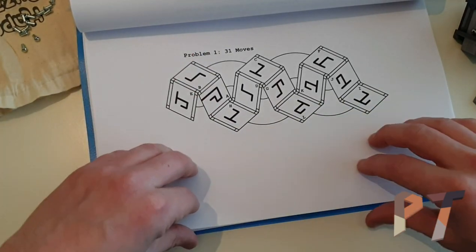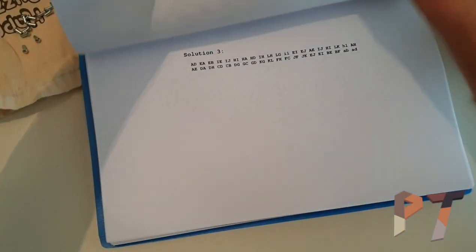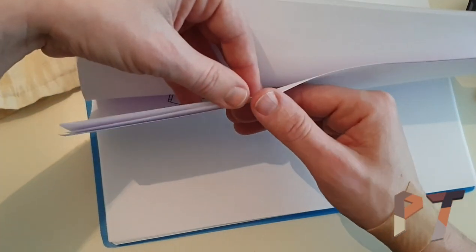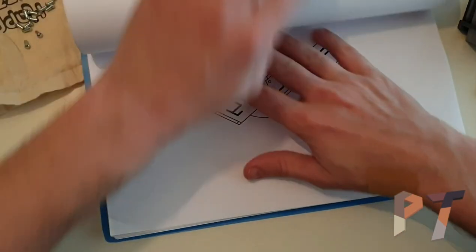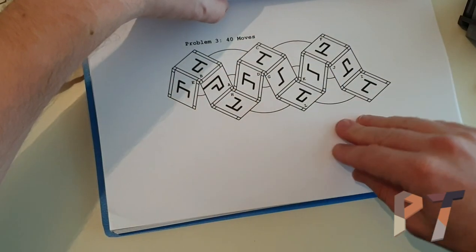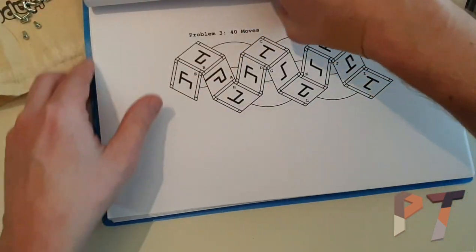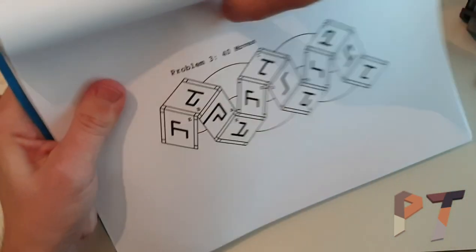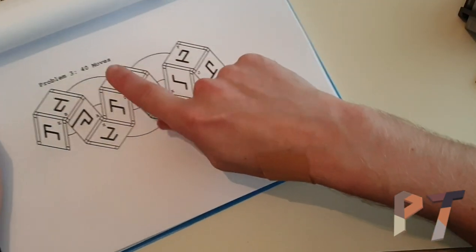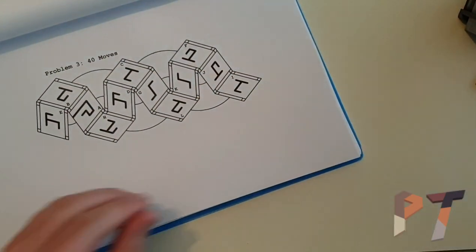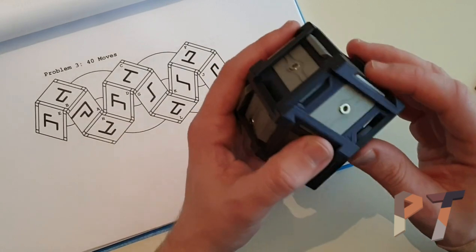So I'm going to set one of these challenges up. I'm going to set up challenge 3. So this booklet comes with the setup, and it comes with the solve as well. That tells you in an ideal situation you would take 40 moves to solve this.